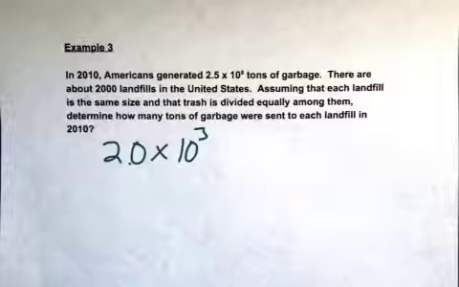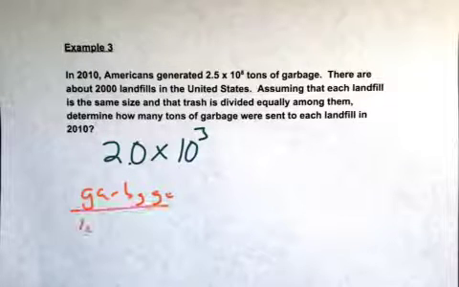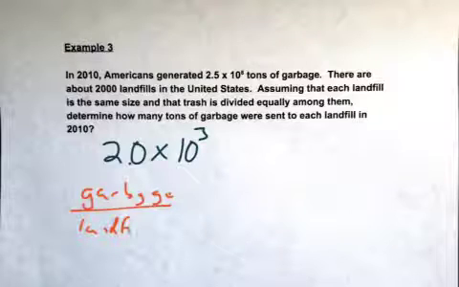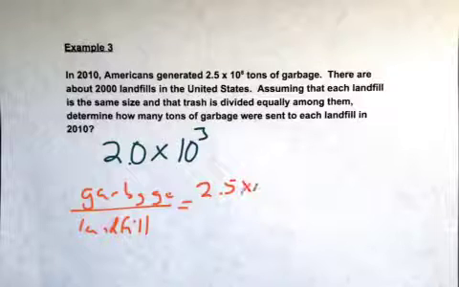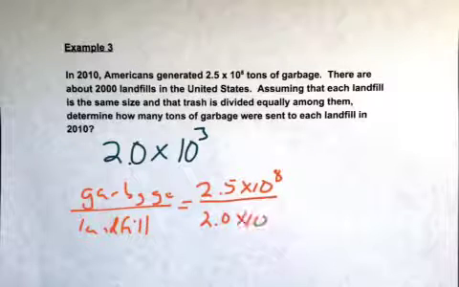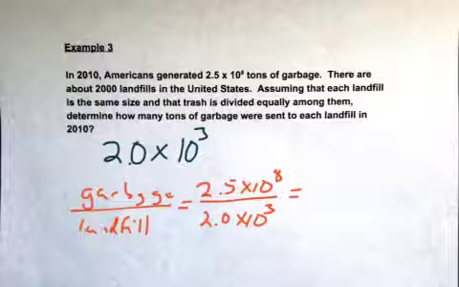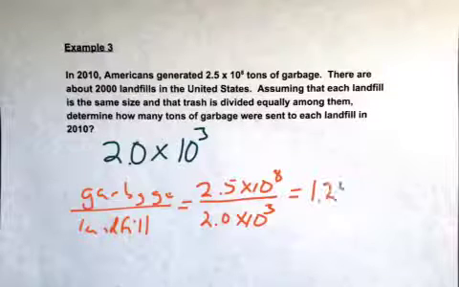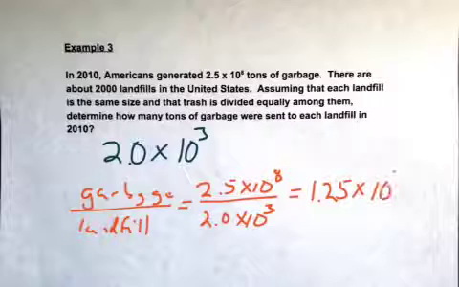So I'm going to divide the amount of garbage we have by my landfill. So that's going to be 2.5 times 10 to the 8th divided by 2.0 times 10 to the 3rd. Please use your calculators. When you use your calculators, you get 1.25 times 10 to the 5th tons of garbage in each landfill. Okay, so again, I divided in this one.